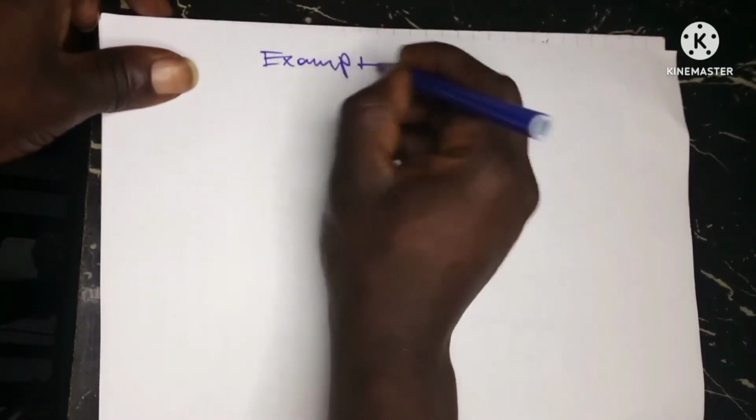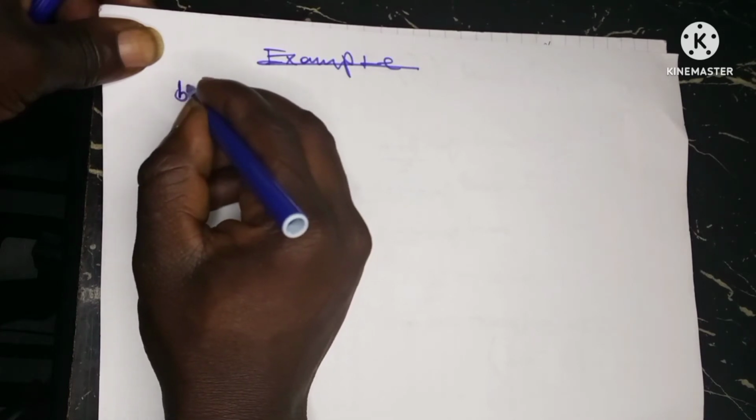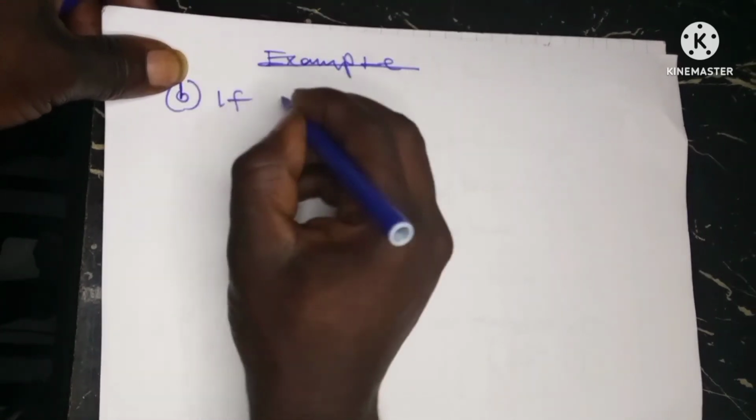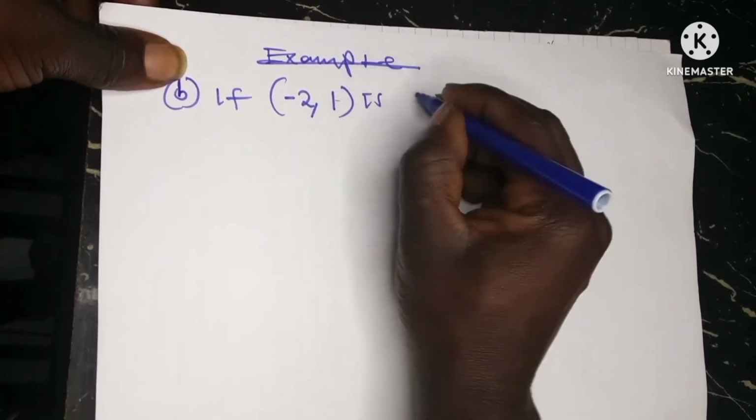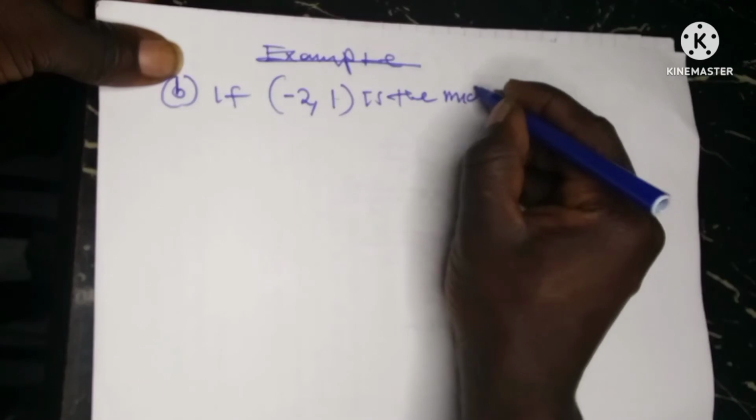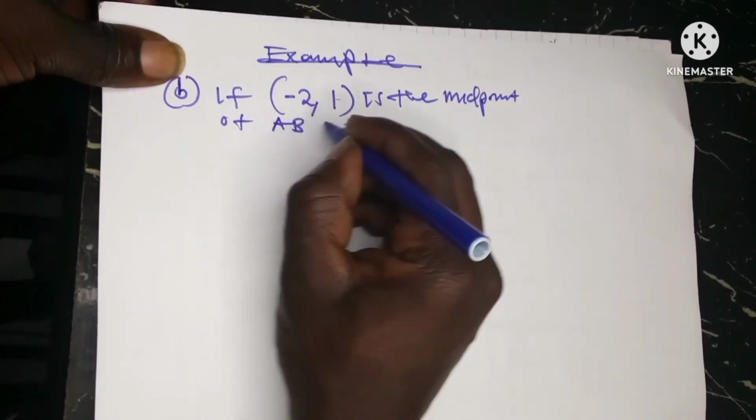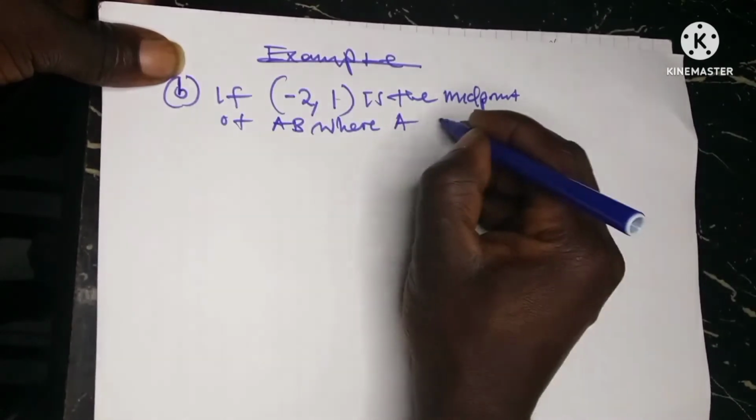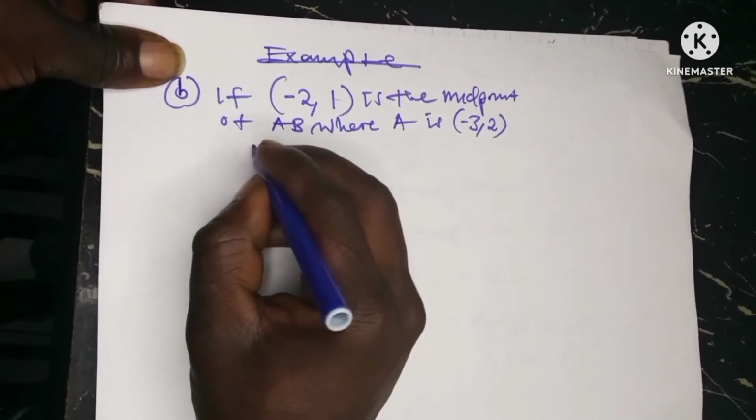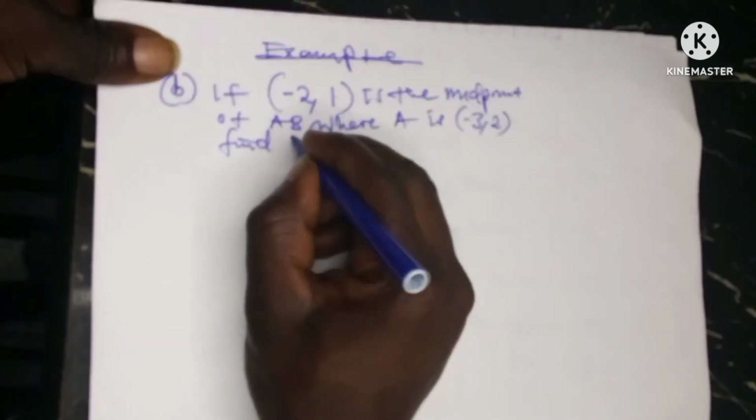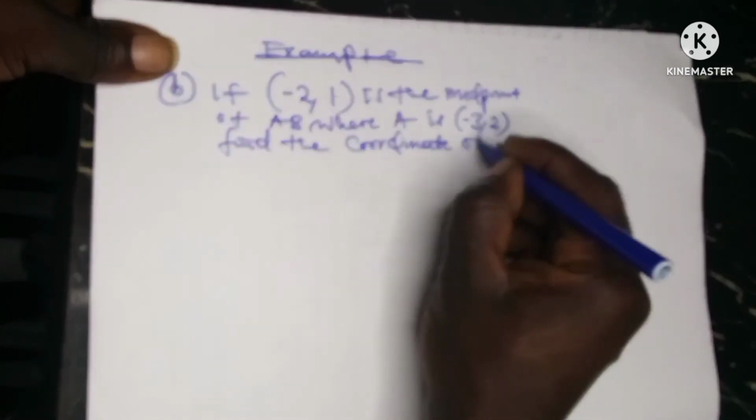Example B. If we have (2, 1) as the midpoint of A and B, where A is (-3, 2), they are saying find the coordinate of B.